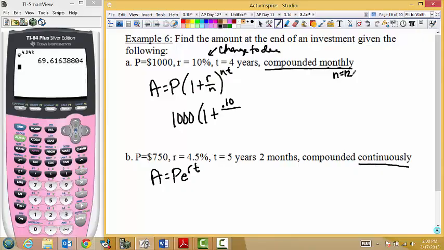If it was daily, N would be 365. If it's annually, it'd be 1. If it's semi-annually, it'd be 2. So this would be 12 to the 12 times T, which is 4. So I'm just going to stick it straight in.